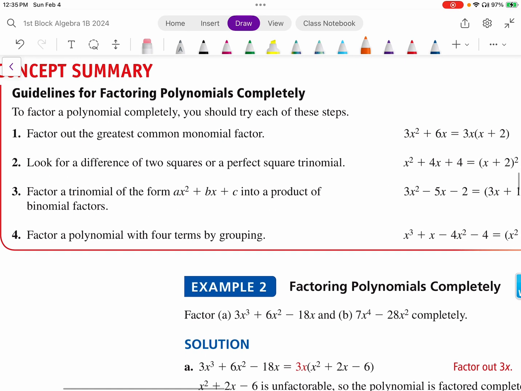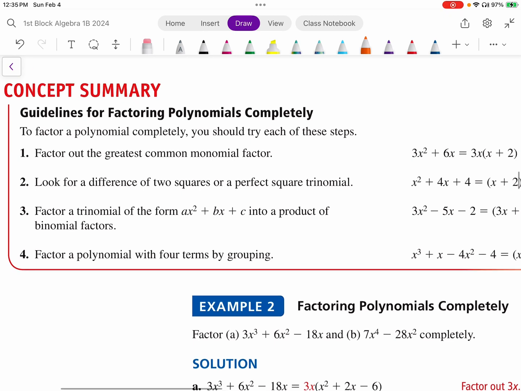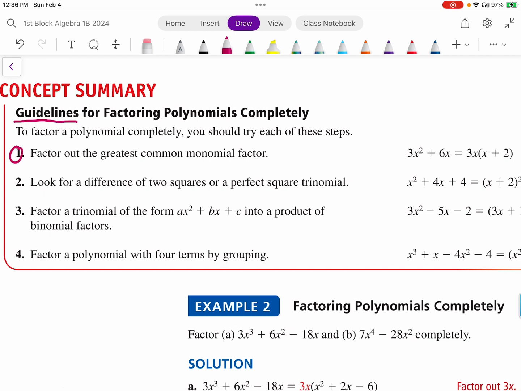If we scroll down to the next page, we have a concept summary. And this is really great, looking at these guidelines to making sure your polynomials are factored completely. First, always factor out your greatest common factor. So look at every single term in your polynomial, see if there's a greatest common factor for all of those terms, and factor that out. If there's no GCF, then you don't do that step.